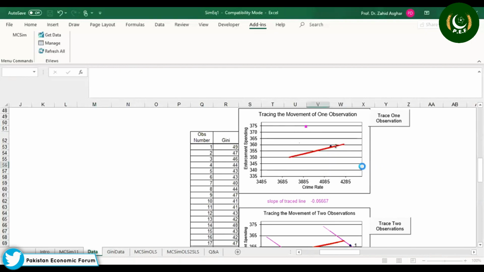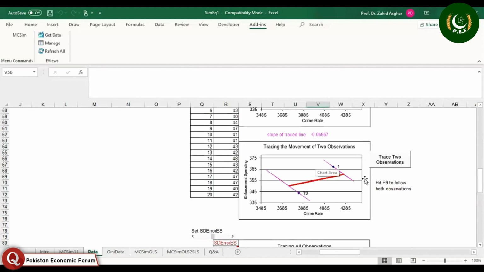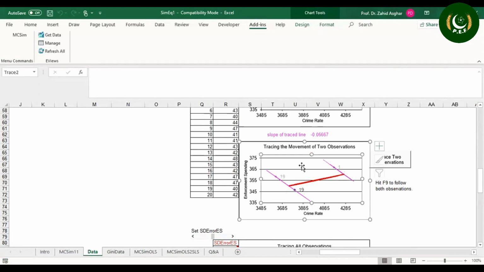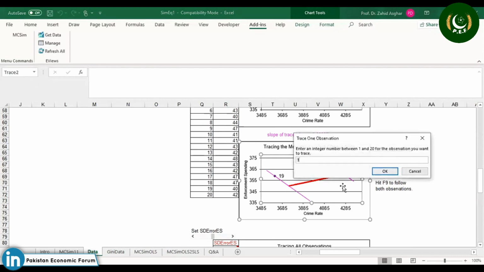So you see, wow, dancing, but dancing in the opposite direction. If you take 2 observations, again, I am going to take the first and 19th observation. What happens? Again, press F9. These are also dancing, but in the opposite direction. So trace 2 observations. Look here, number 2 and number 4.